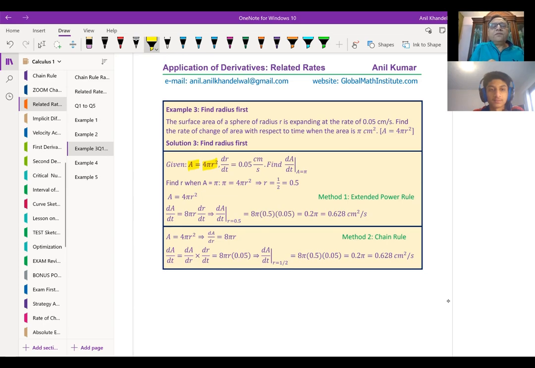Because surface area of a sphere you're talking about. And you're given the area formula 4 pi r squared. Now it says it is expanding at the rate of 0.05 centimeter per second. So radius is increasing at this rate. Positive. Is that okay? So dr/dt, right, sir? dr/dt. And you need to find dA/dt at A equals pi.